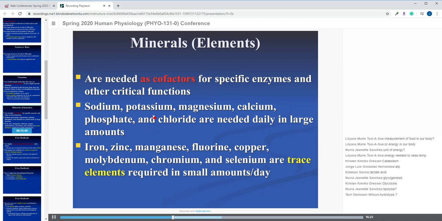There are other minerals which are needed in very small or minute quantities, and these are known as trace elements. These include iron, zinc, manganese, fluorine, copper, molybdenum, chromium, and selenium. These are all trace elements that are required in minute quantities in our body.